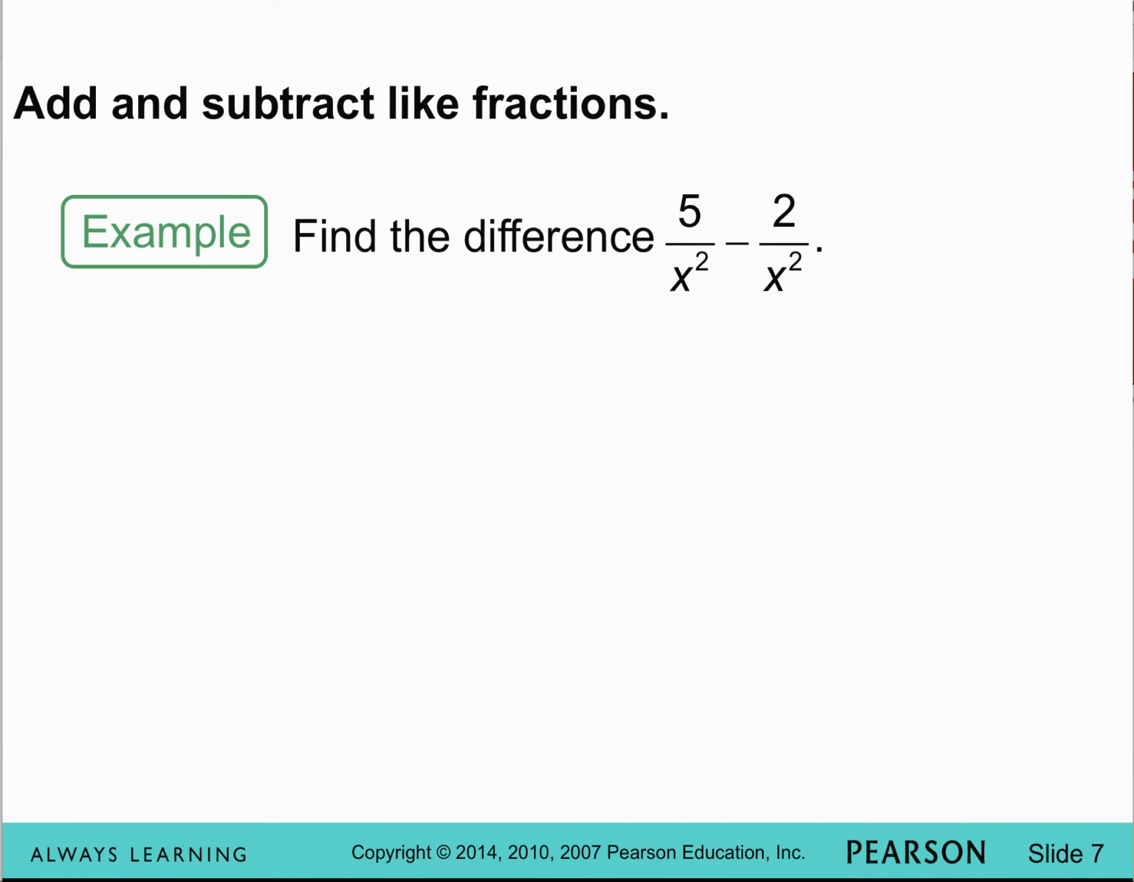Okay, look at these denominators. It doesn't matter what our denominators are. As long as they're the same thing, then I keep that same denominator. And then I have 5 minus 2, which is 3. And because I don't know what x is, I can't simplify that any further.